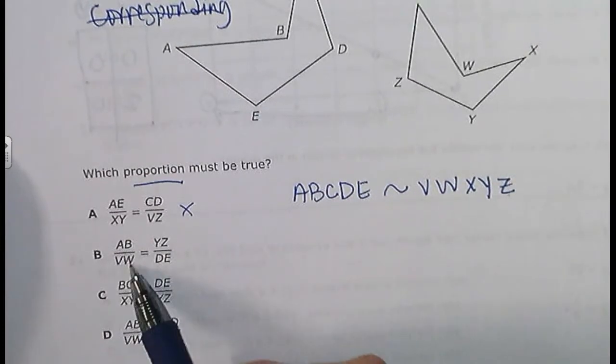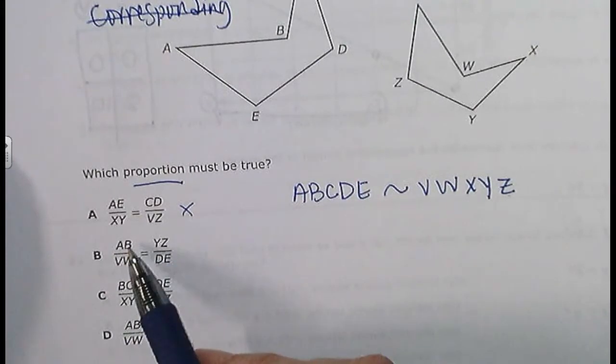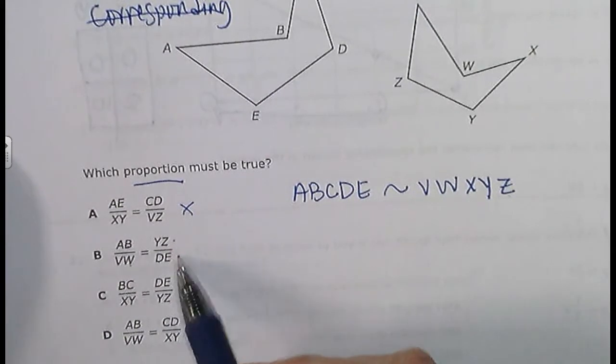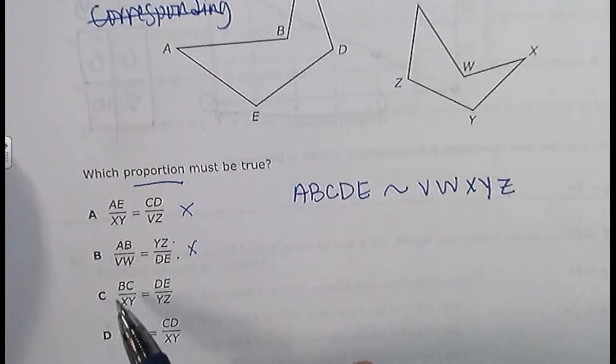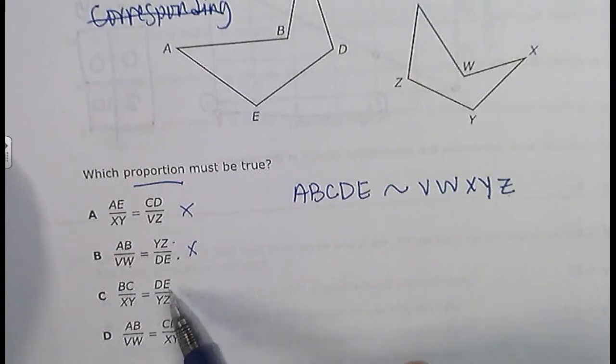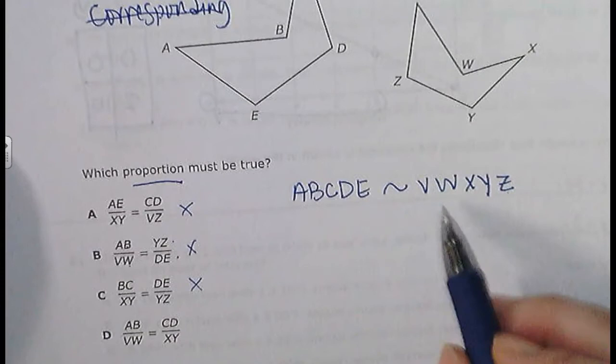There's VW. And what about D? But wouldn't DE be up here with AB? Because this is the first one, this one's the second one. This should be the first one, this should be the second one. No. Everything counts. What about BC? Shouldn't that be WX? I don't even have a WX. No. AB's best friend should be VW.